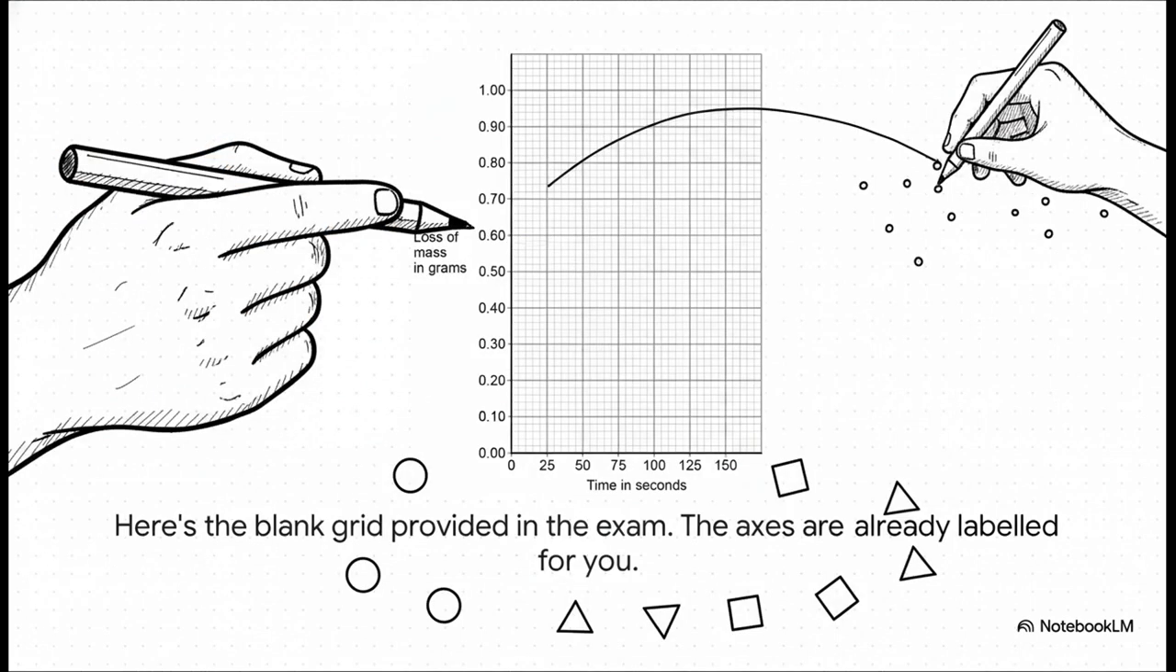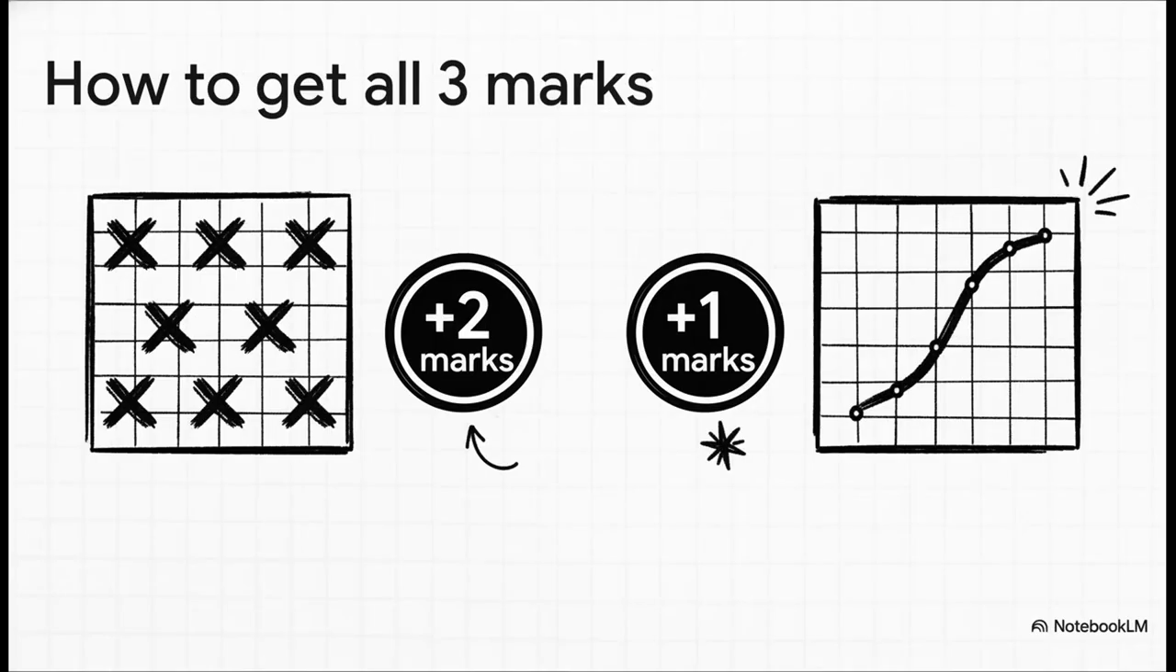And this is your canvas. The good news is the axes are already labeled and scaled for you, so you don't need to worry about any of that. Your mission is just accurate plotting and drawing a really good line of best fit. So, where do the 3 marks come from? Well, you get a whopping 2 marks just for plotting all 8 points correctly. And by correctly, they mean within half a tiny square. Then you get that final, crucial mark for drawing a single, smooth curve of best fit.